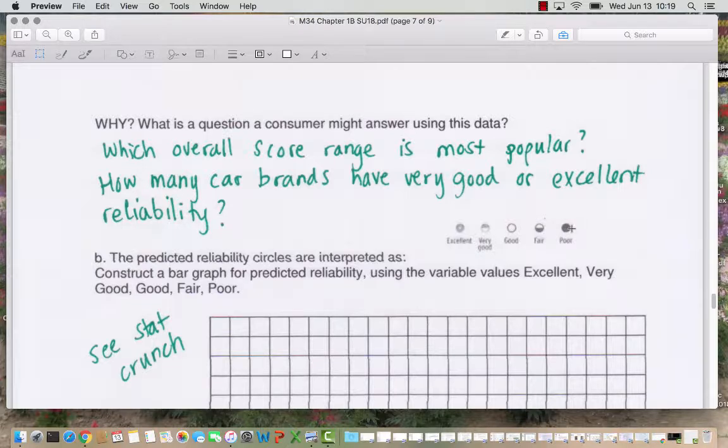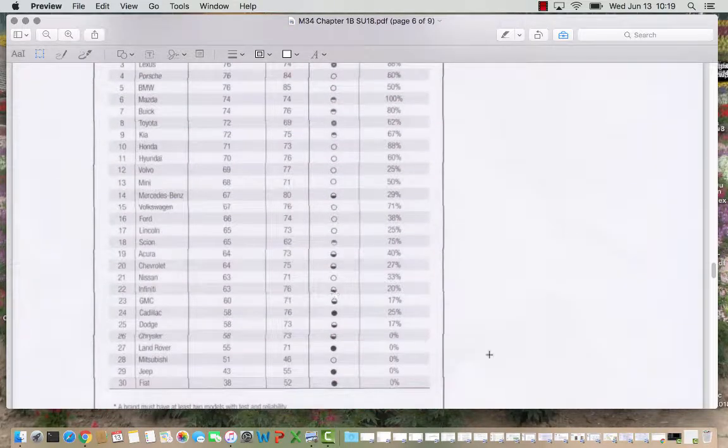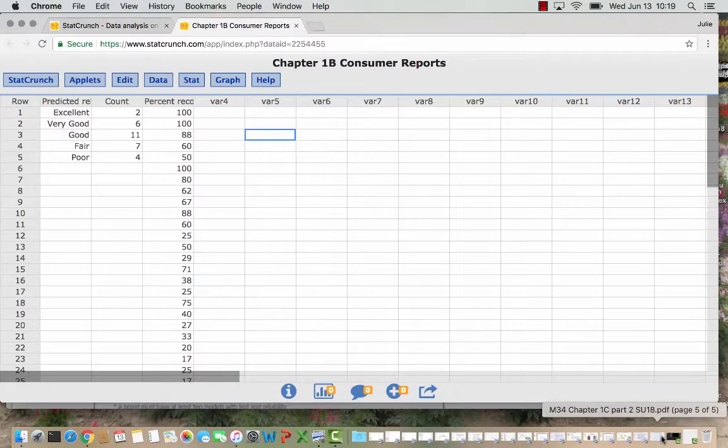So we're going to construct a bar graph for predicted reliability using the counts here. So what I've done is counted up how many of each of the different types of circles, and I've gone ahead and put this in StatCrunch. So over here I've got my predicted reliability categories. I've got excellent, and I counted 2 cars had that, so you can check those values. Very good, that's the top half shaded, I counted 6 cars. Good, I counted 11 cars. Fair, I counted 7, and poor, I counted 4.